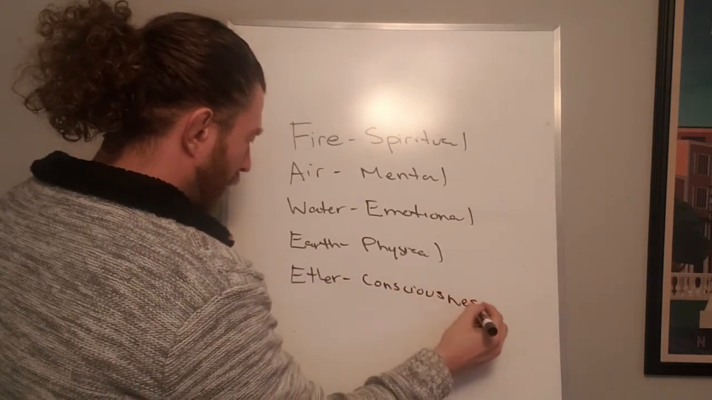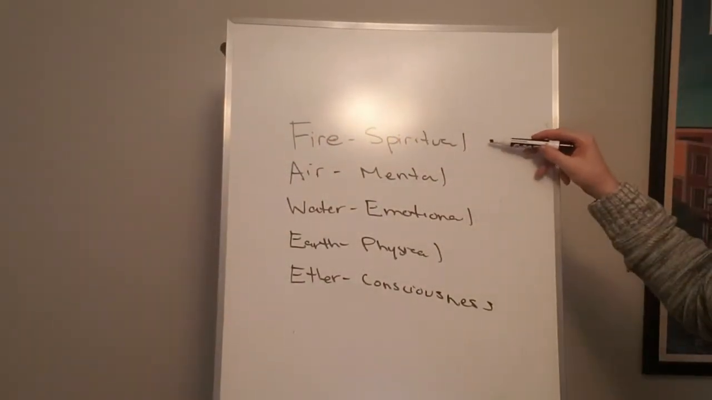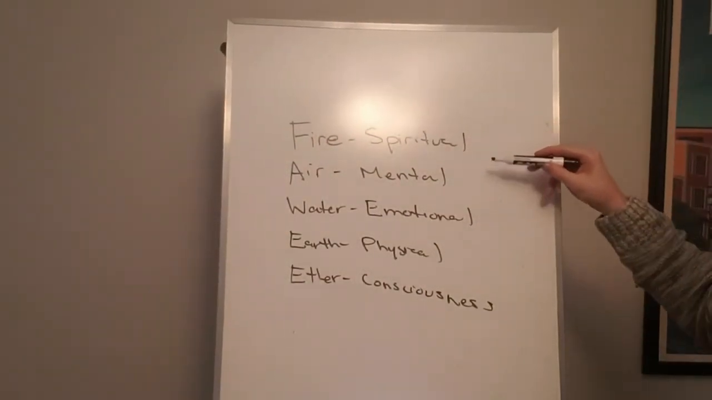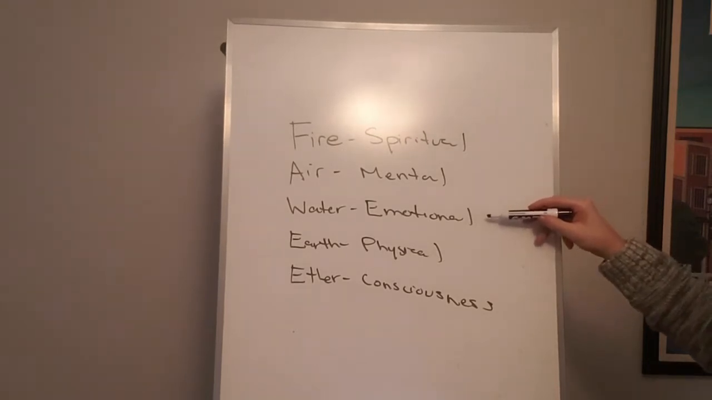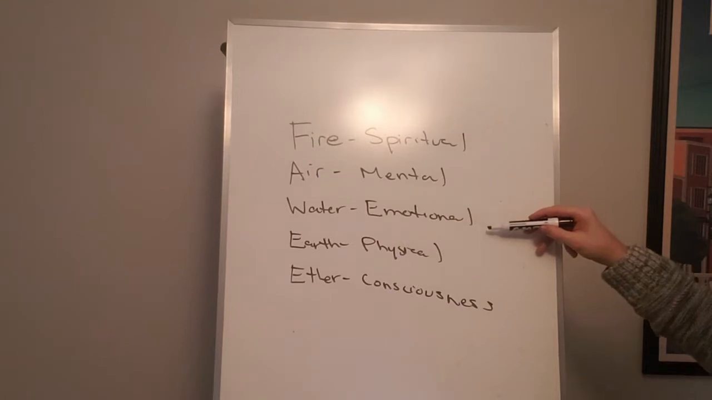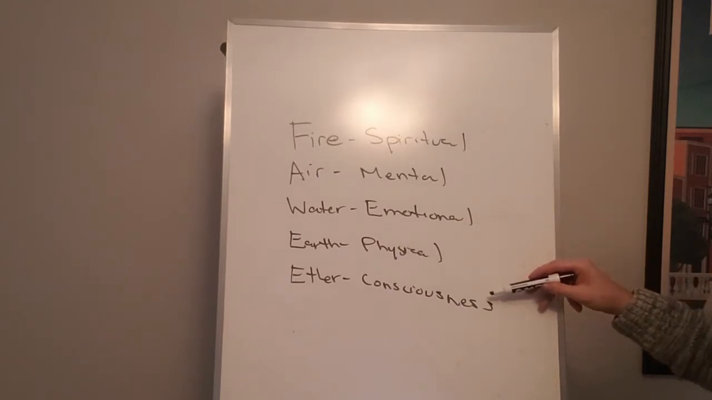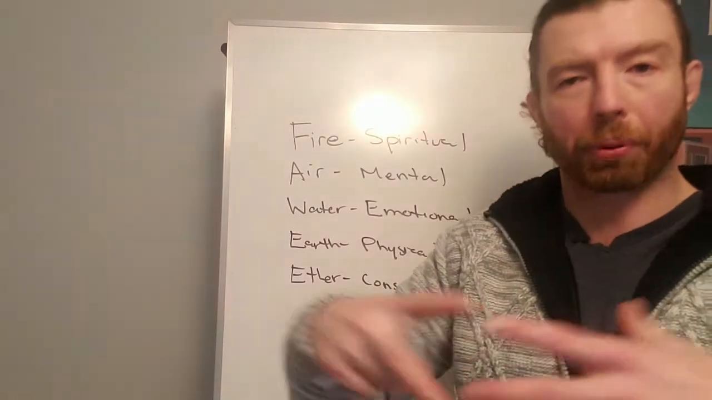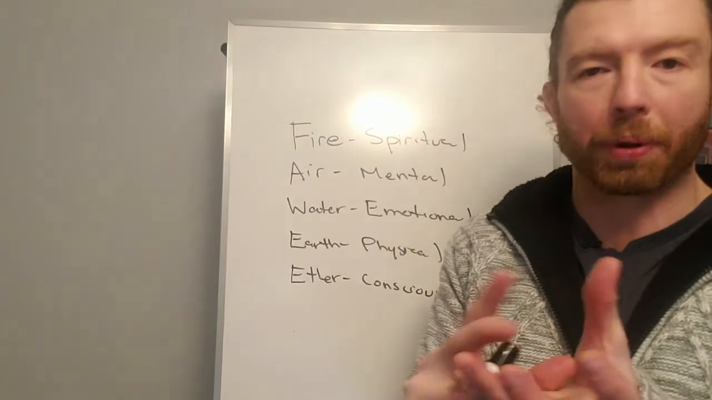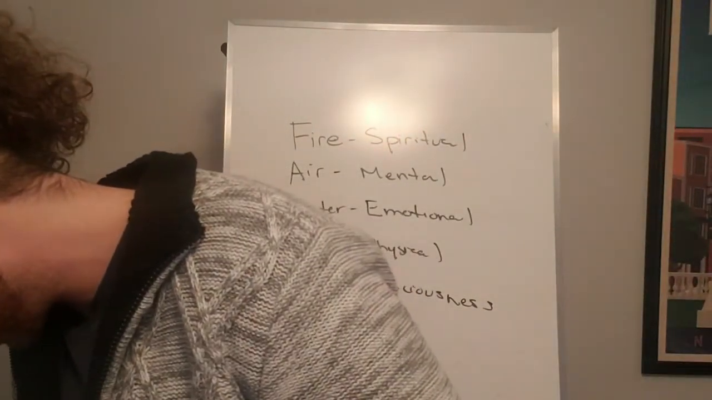As we heal each of these bodies, we move further. We initiate the healing process for the fire or the spiritual body. We initiate the healing process for the air or the mental body. We initiate the healing process for the water or the emotional body. We initiate the healing process for the earth or the physical body. Then finally, we initiate the healing process for the consciousness. And then when the process all finishes, it all wraps up together and we reach ascension, which you'll learn about in a couple of minutes here.